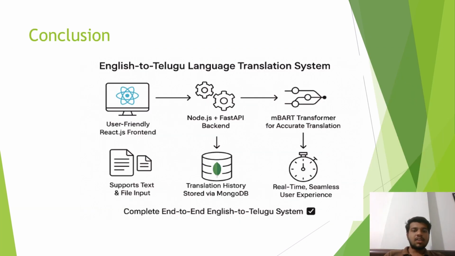Here the conclusion is our project is a complete English to Telugu translation system with a React.js front end, a Node.js and FastAPI backend, and the mBART transformer for accurate results. It supports text and file inputs, saves the translation history via MongoDB, and delivers real-time performance. In the future, our aim is to add speech to text translation, support for more languages, and mobile app integration to make the system even more accessible and powerful.